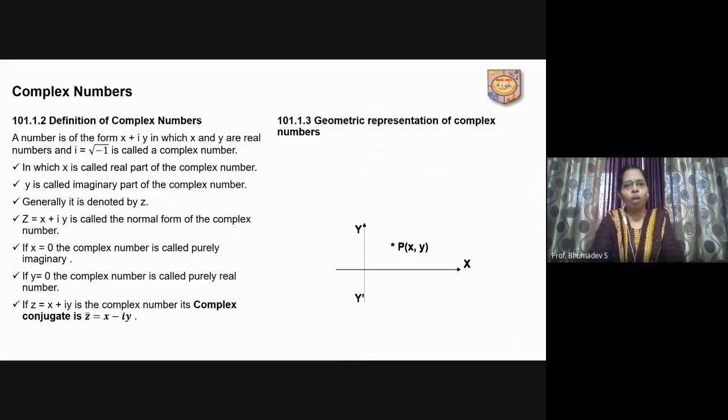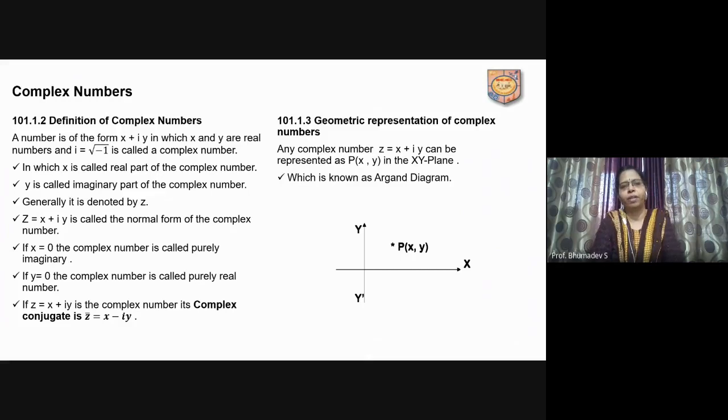The geometric representation of the complex number: any complex number z equal to x plus iy can be represented in the form of P of x comma y in the xy plane, which is known as the Argand diagram. In this diagram, the x-axis is the real axis and the y-axis we can call the imaginary axis.